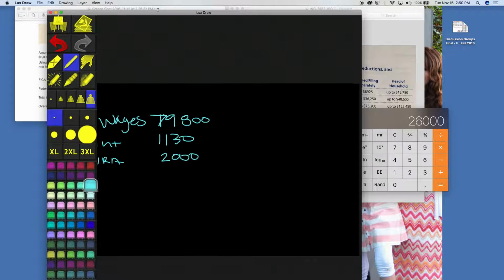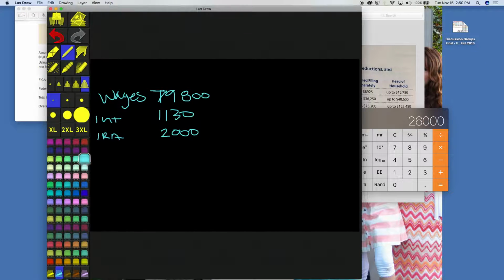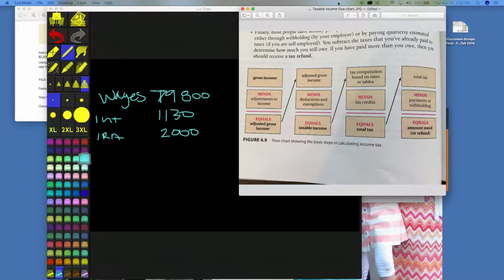So let's look at our flow chart. Now the flow chart does not have FICA on it. So I'm just going to tell you, because typically you do pay FICA, but you never see it. If you work for someone, your FICA gets taken out for you. If you're self-employed, then it's not taken out for you, but it'll just be calculated by whatever tax program you're using. But if you wanted to calculate in advance, you could.